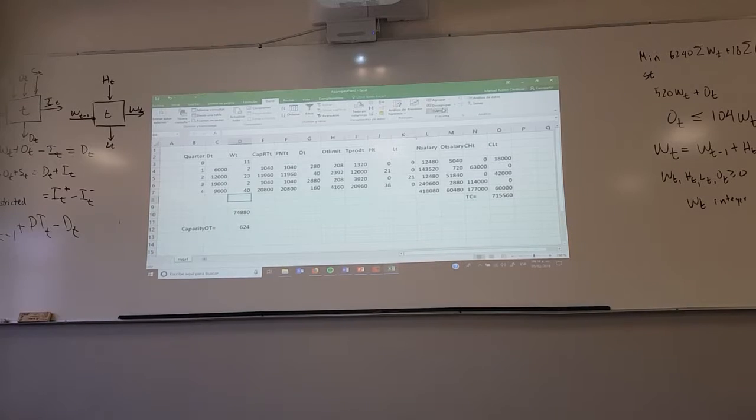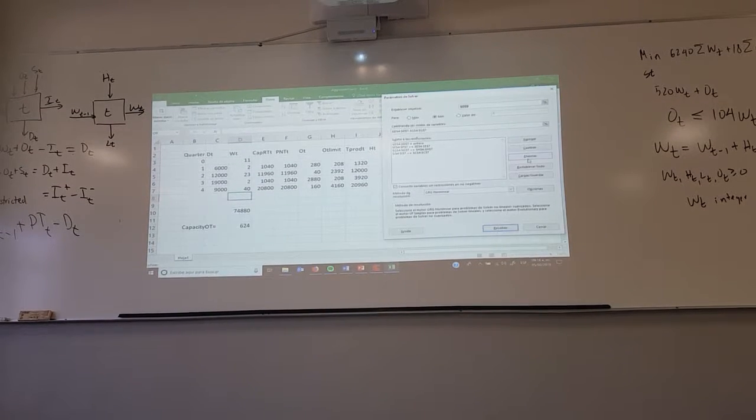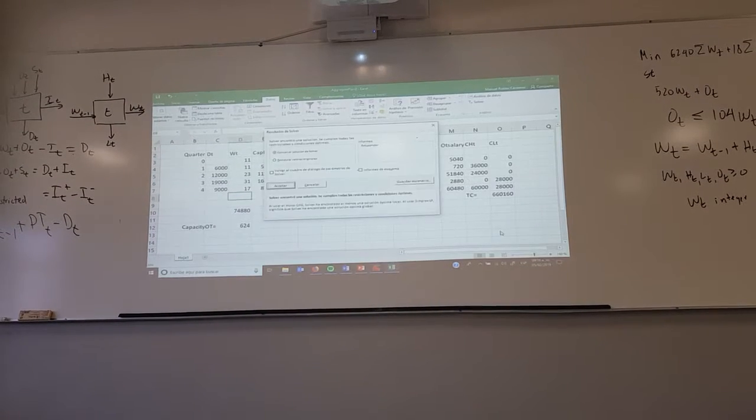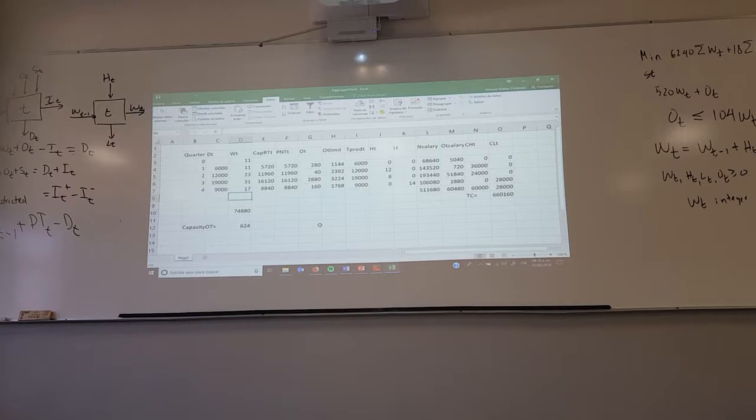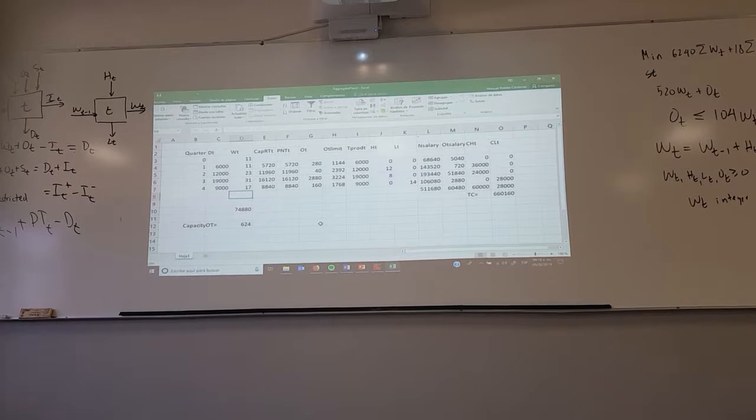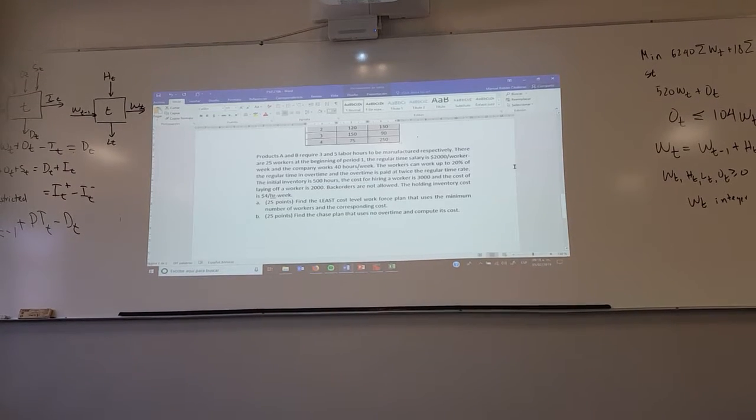So Data, Solver. The one below. Solve. No, that one. Got it. So that was the mistake, my mistake. So, done. Thank you, that was the error.